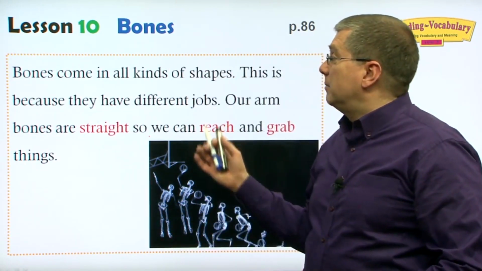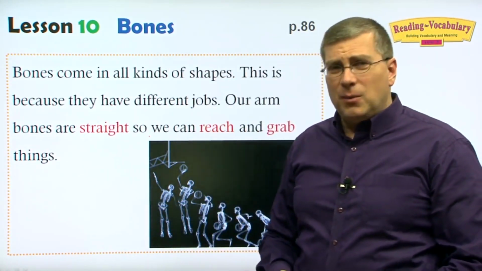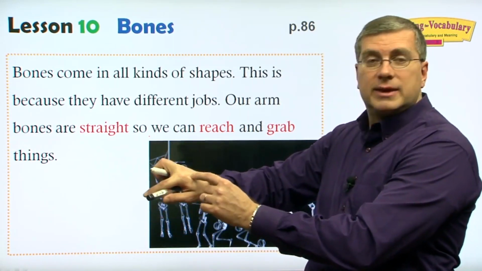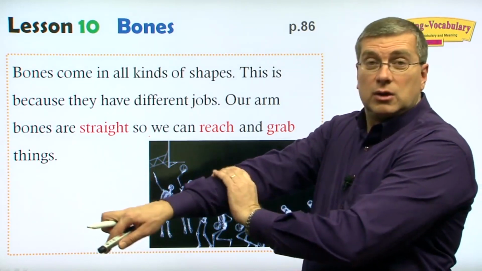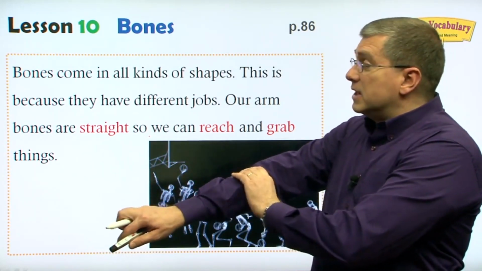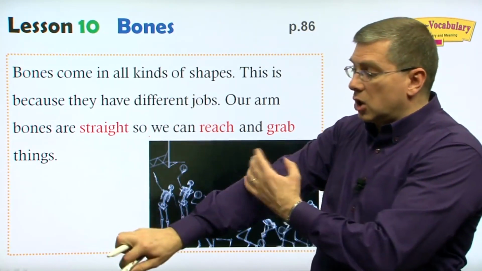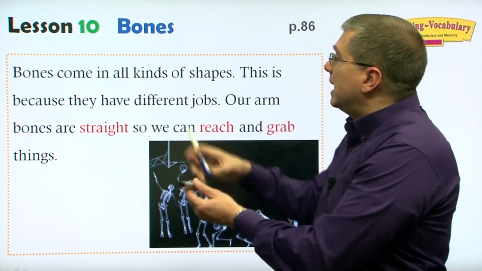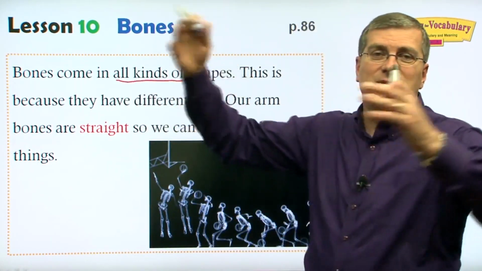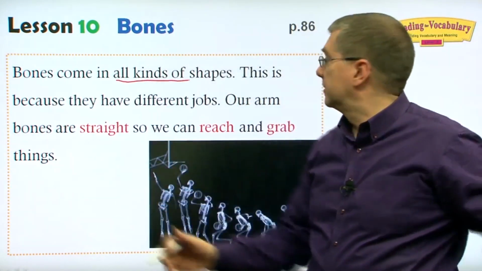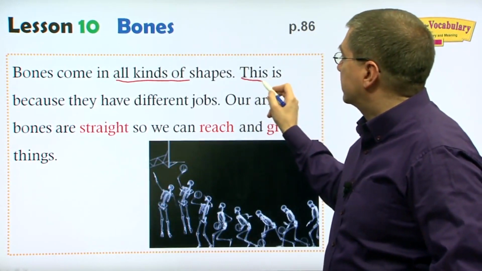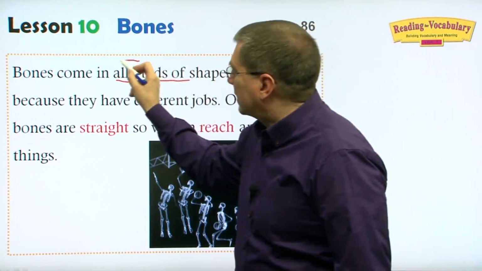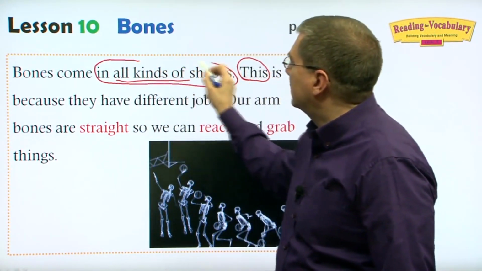Okay, well, bones come in all kinds of shapes. And we can feel that, right? Before we felt the bones in our hand, they're small. They're not that big. But if you feel the bones in your arm, right? They are different kinds of shapes. They're long and they have different shapes to them. So bones come in all kinds of shapes, many different shapes. This is this. Good. What does this refer back to? The fact that they come in all kinds of shapes.